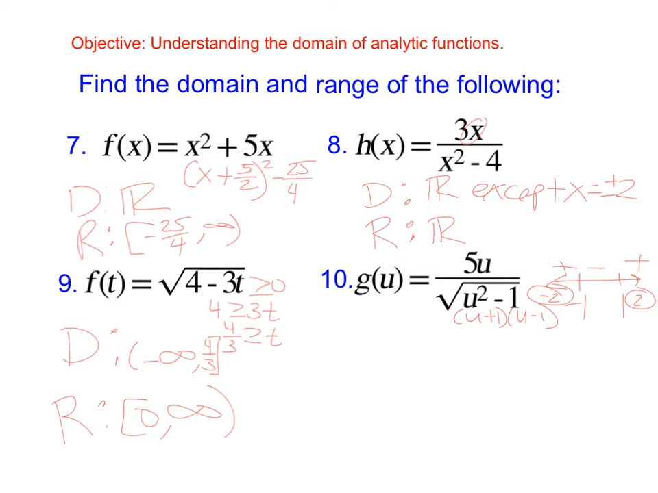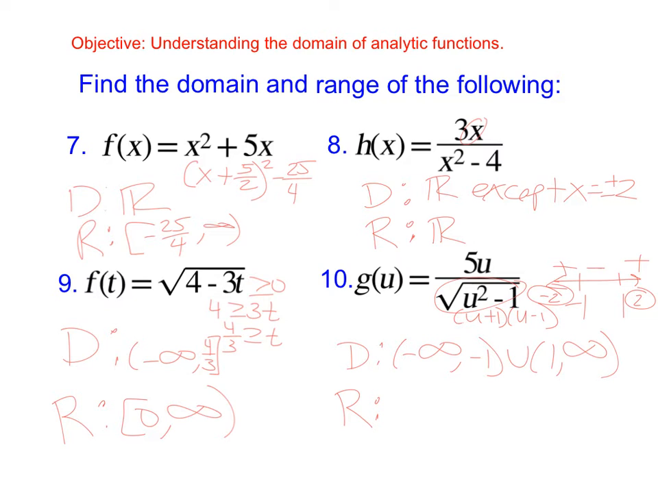We can't go from negative 1 to 1 because that will make the square root negative. So our domain is negative infinity to negative 1, and 1 to infinity. Now, for the range of this, I'm not going to lie, I had to look this up. I could not remember how to do it.